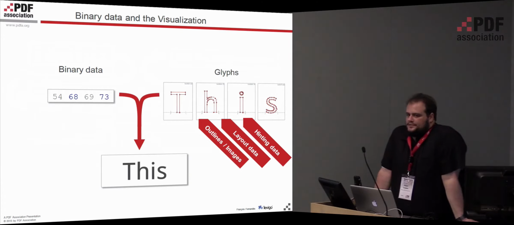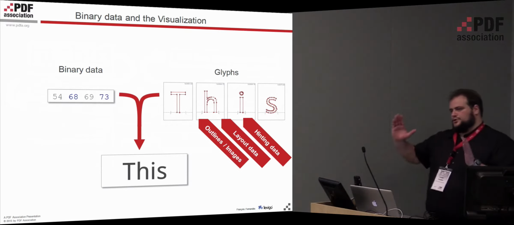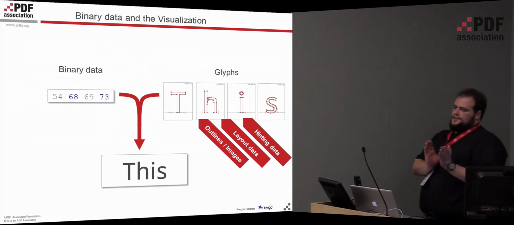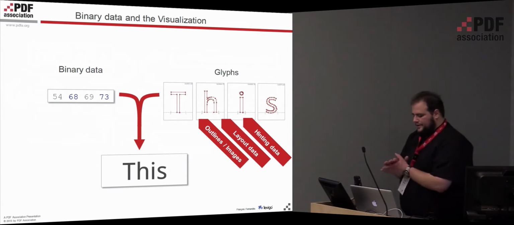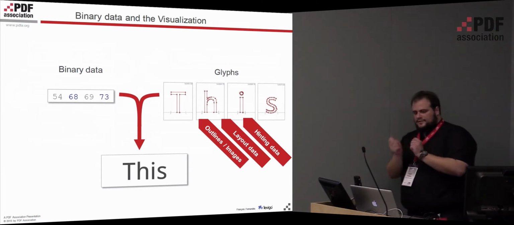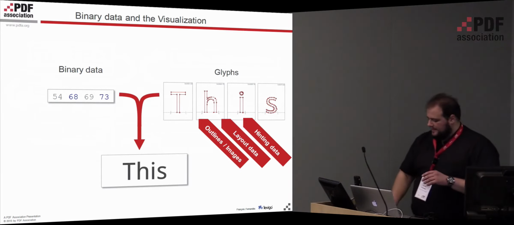Hinting is, just as a quick side note, information that, if we have an uppercase T followed by a lowercase I, it might make sense to squeeze the I a little bit into the T, because otherwise it would look strange. So this is what we're calling hinting data, so that we have specialized placements of the glyphs.